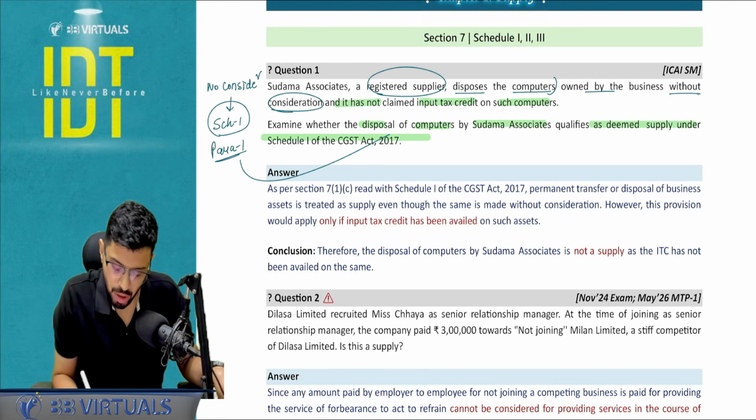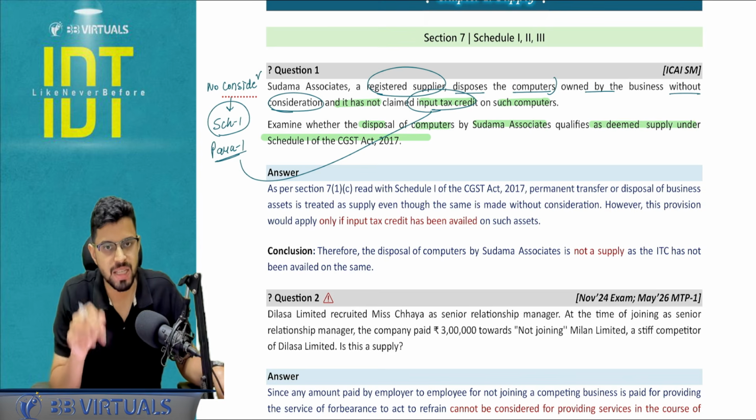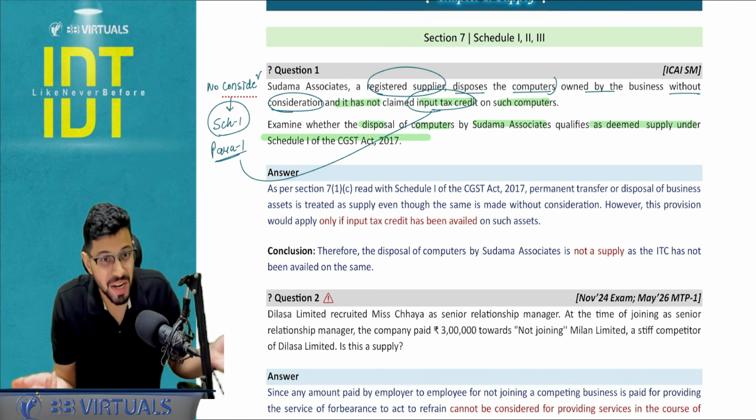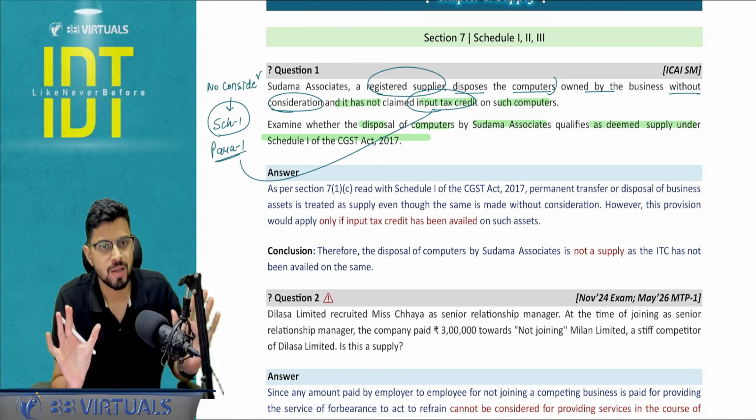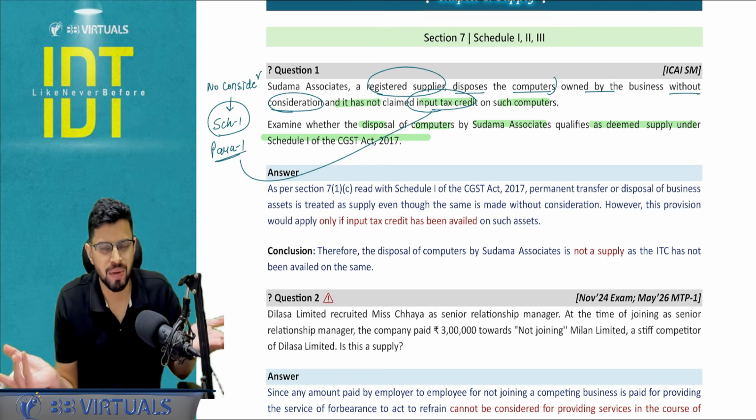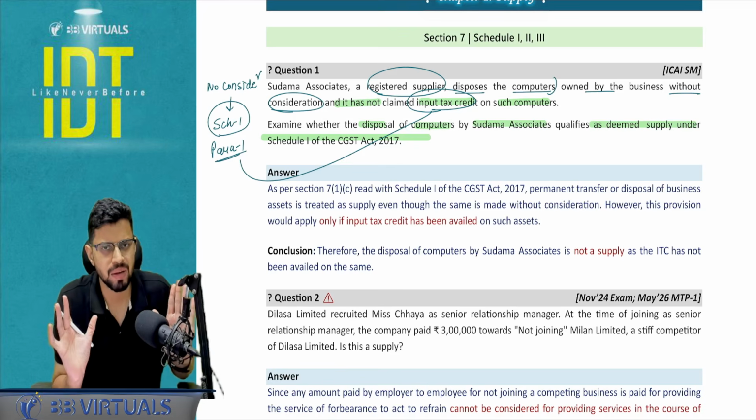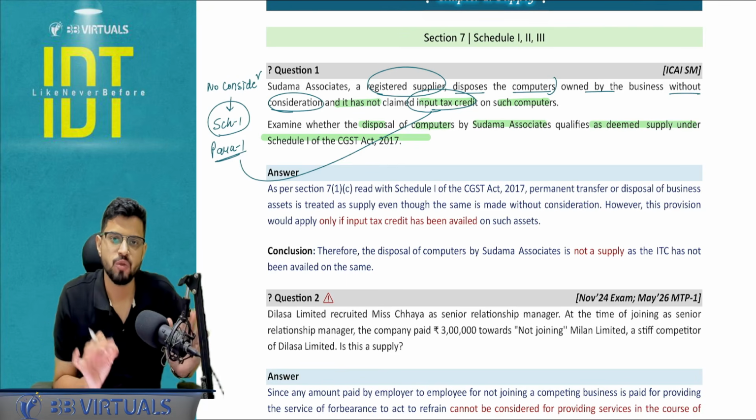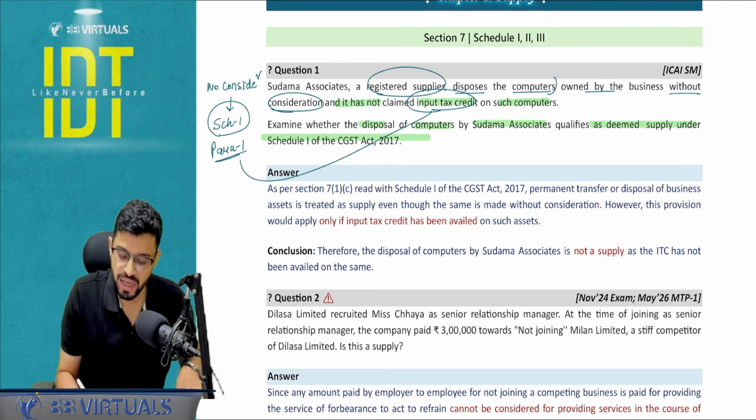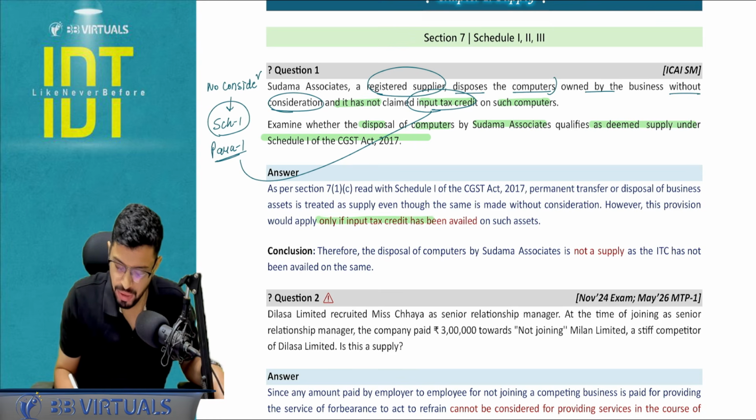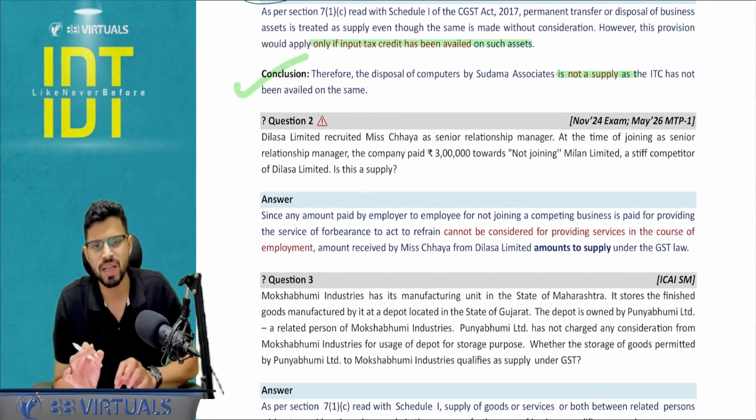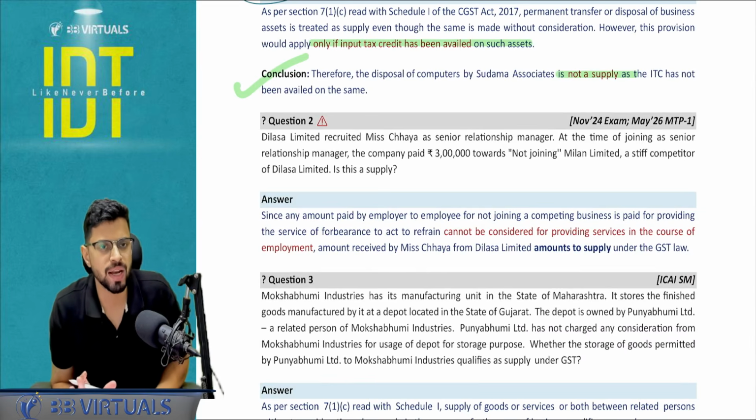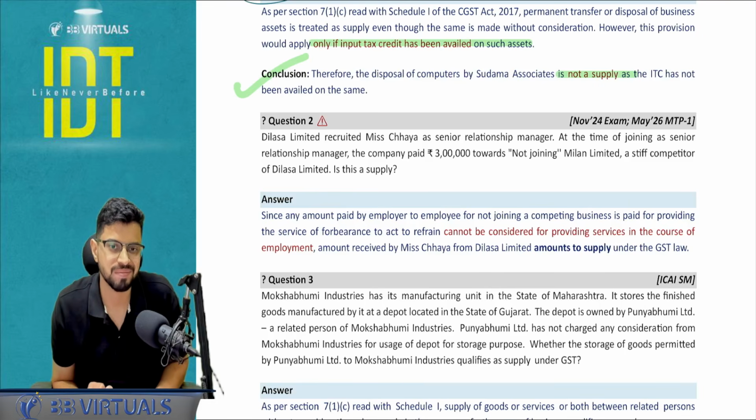They have mentioned that no ITC has been taken. Is disposal happening to any related person? No, so paragraph number 2 is also not applicable. Para 3, agent, not applicable. Para 4 is import of service, not applicable. So ultimately, this would have been a deemed supply only if input tax credit had been availed, but that is not the case. Hence, conclusion: not a supply. Always learn one point: a one-liner conclusion needs to be there in your answers. So no, not a supply because ITC is not availed.